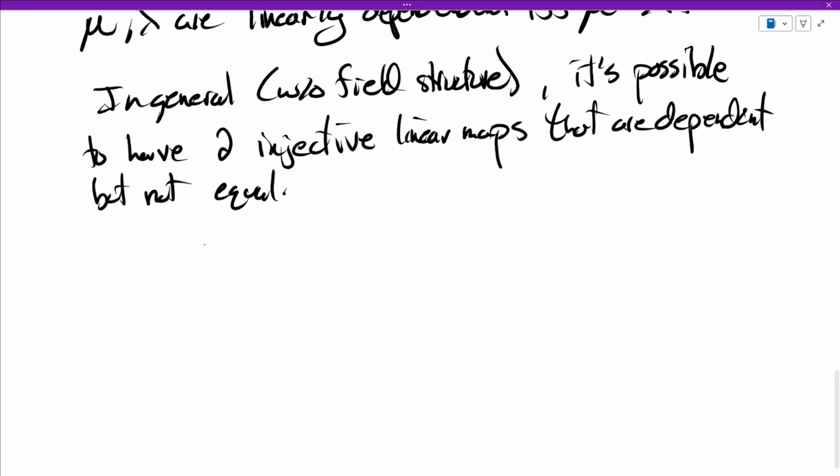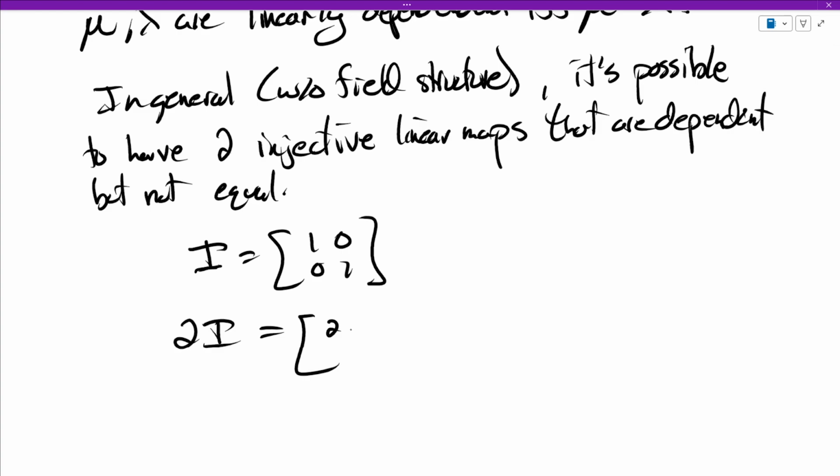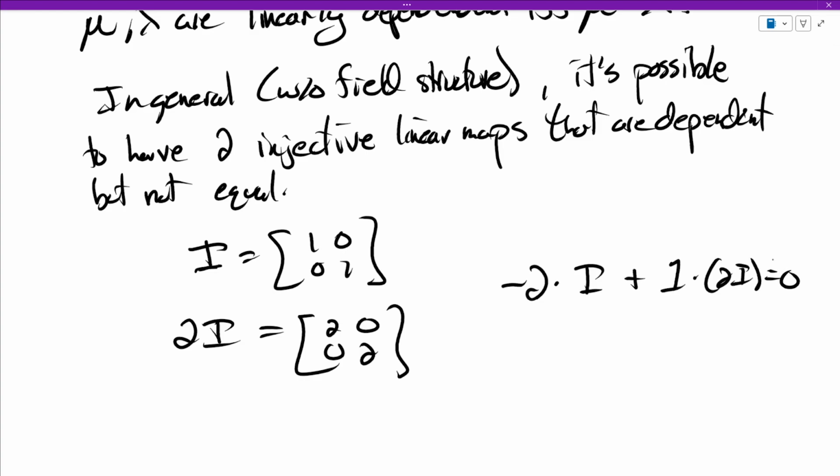All right, let's consider the identity, which we can represent as a 2 by 2 matrix, which we could think about as a linear map from any two-dimensional vector space to itself. And then we're going to do 2 times the identity. That's another injective map from the vector space to itself. And certainly -2 times the first map plus 1 times the second map is 0. So we have a linear dependence of these two.